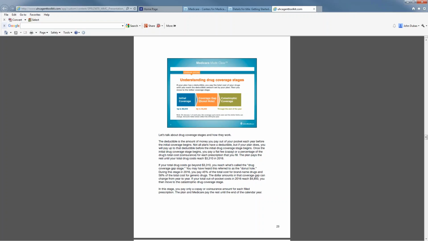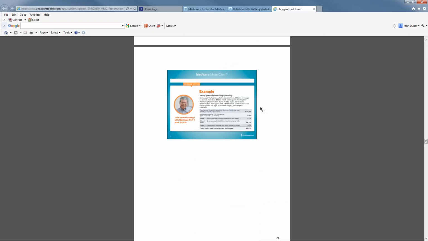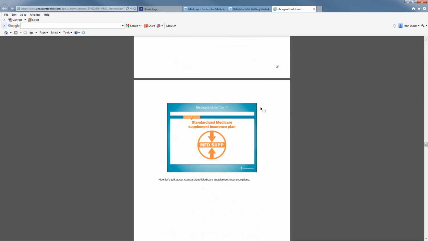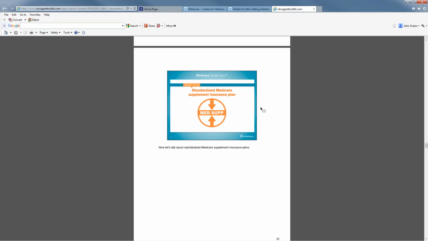In this stage, once you hit the catastrophic drug coverage stage, you pay only a copayment or a coinsurance amount for each filled prescription, and the plan in Medicare pays the rest until the end of the calendar year. Some examples. It gives you here on cost of where the drugs would fall and what an individual would expect to pay on out-of-pocket costs for the year. This is where Medicare.gov can be very, very helpful in helping determine which drug cost is the best option for you.